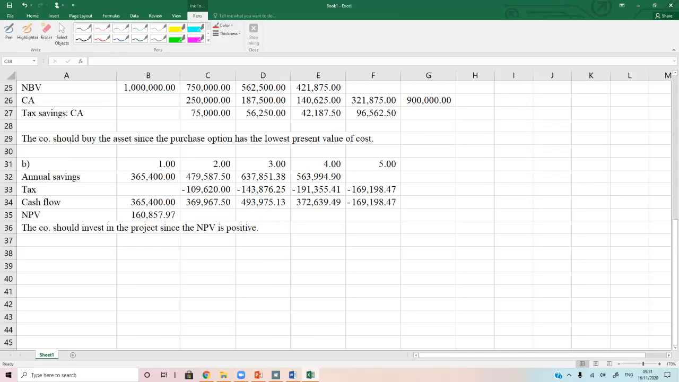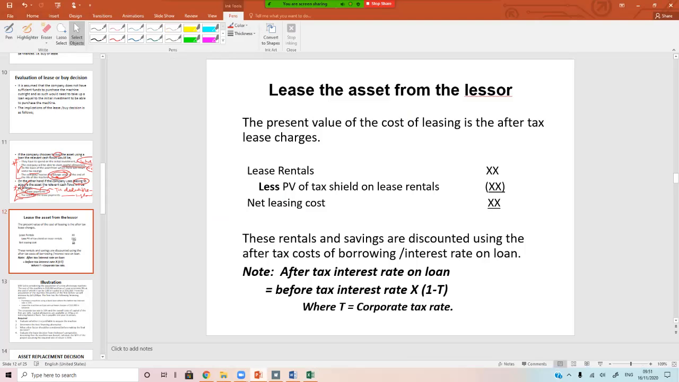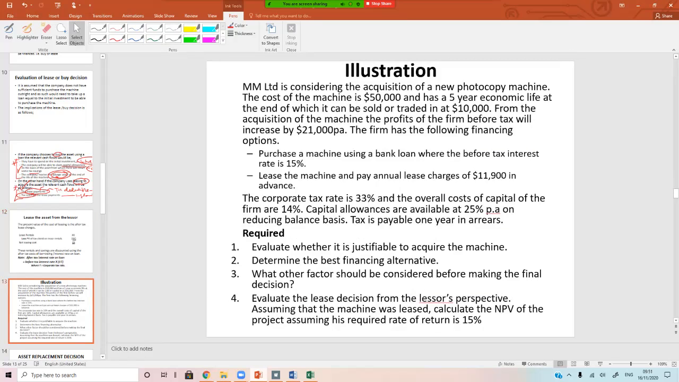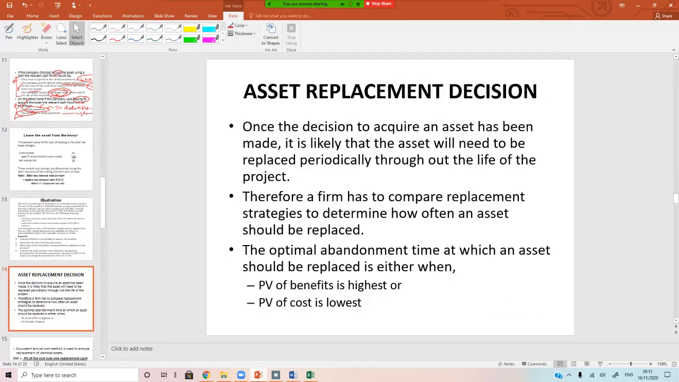That's all. Should we lease or should we buy the asset? In that question, okay, another question. That's on the lease or buy decision. Then the next decision is on asset replacement.